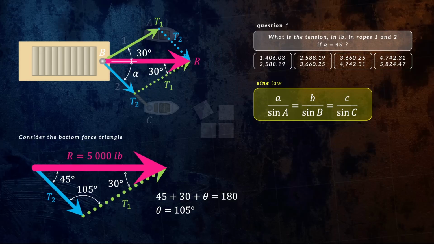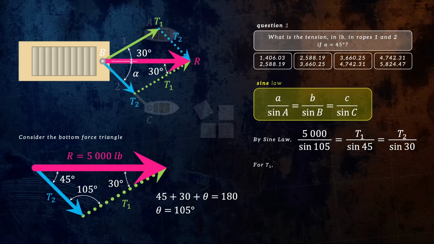If we let small a as R, B as T1, and C as T2, by sine law, we will then have R, which is 5,000, over the sine of the opposite angle, 105, equals T1 over the sine of the opposite angle, 45, equals T2 over the sine of the opposite angle, 30.